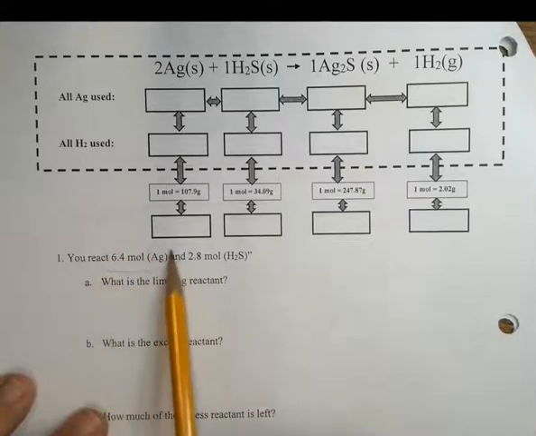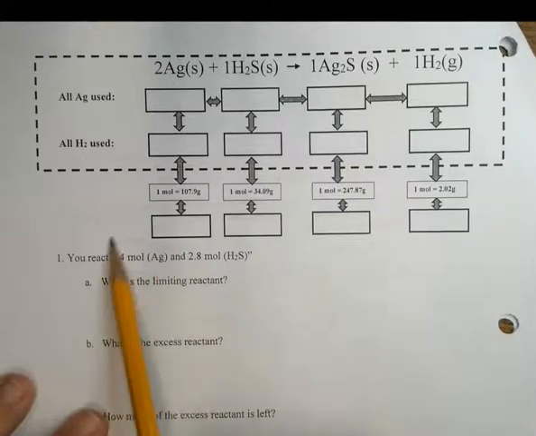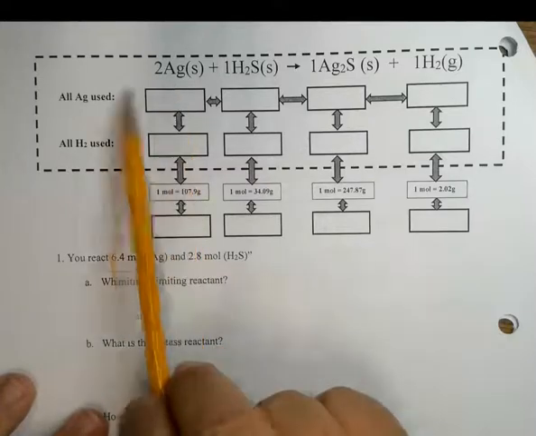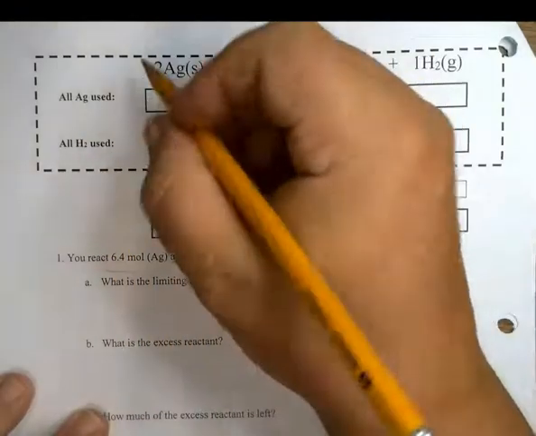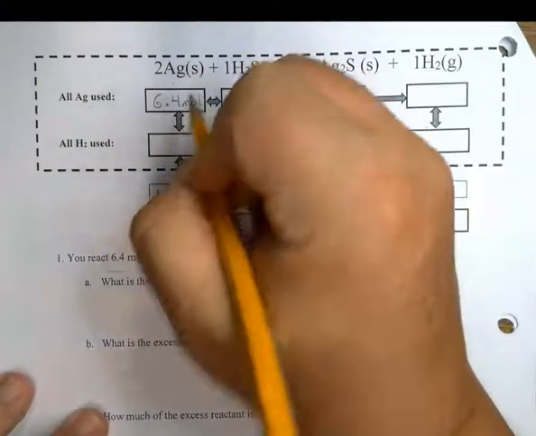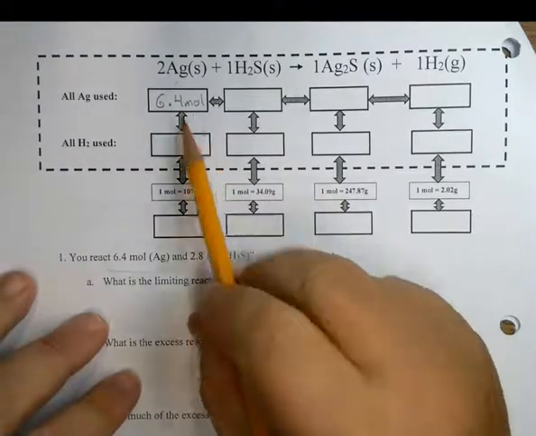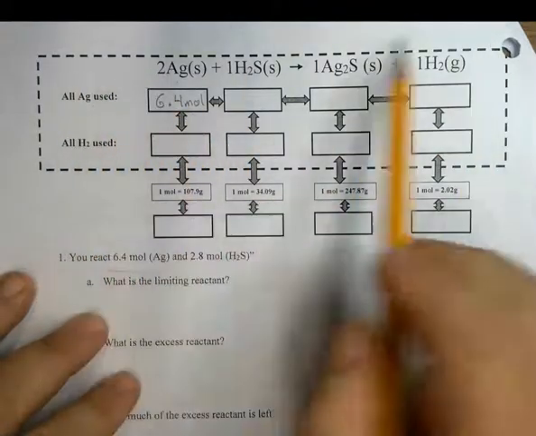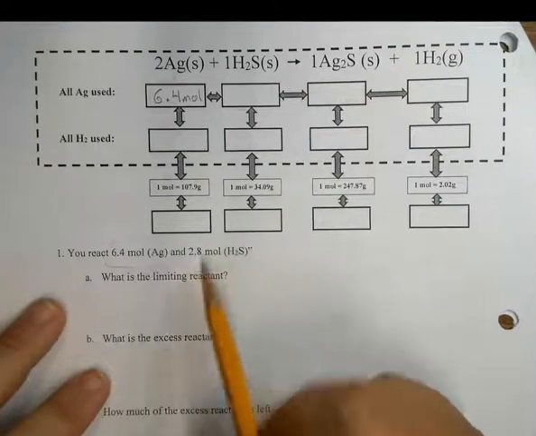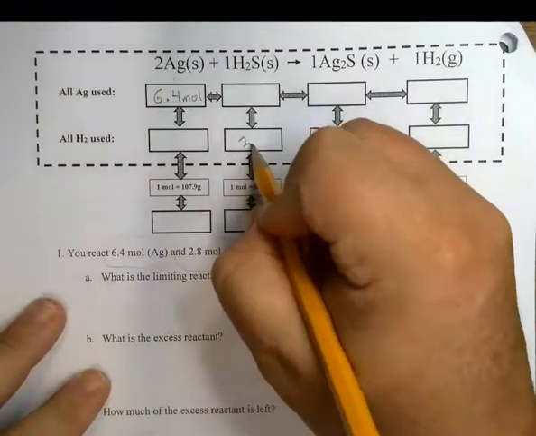It says what we're given. We actually know we have this amount. We start with 6.4 moles of silver. So up here under silver, we're going to assume we use all 6.4 moles of silver. Okay, and I really don't need to write mole. Everything that's inside the dashed line, that's the chemical world, the world of the equation, that's going to be in moles. Okay, it says I have 2.8 moles of H2S, so here's 2.8.